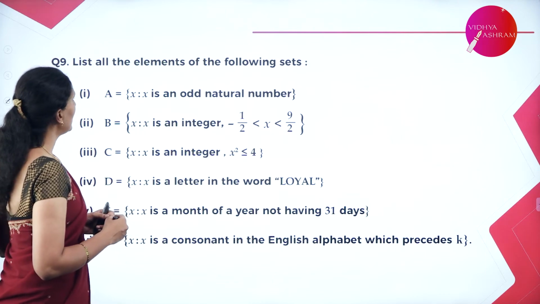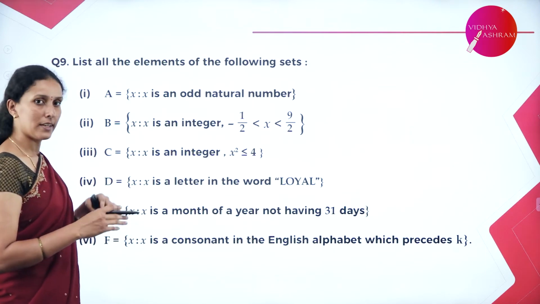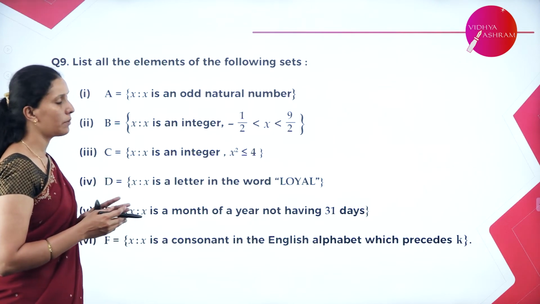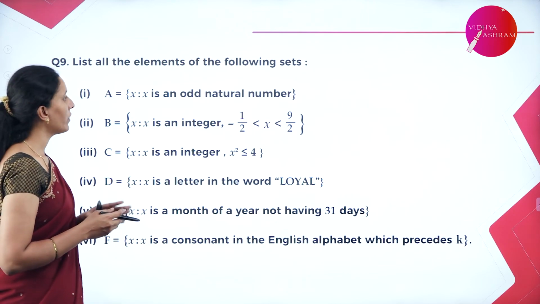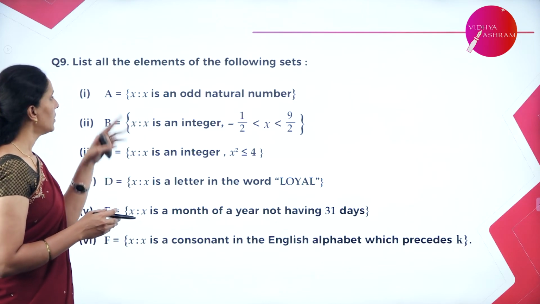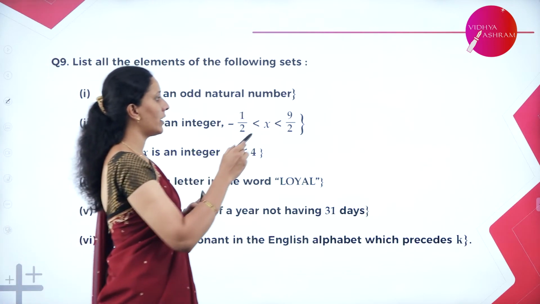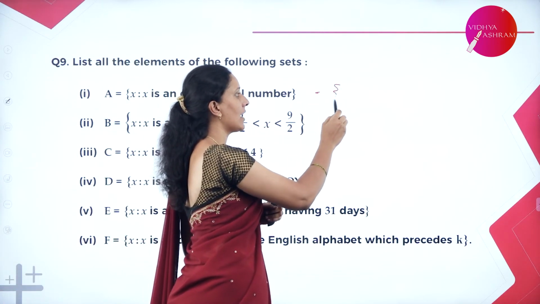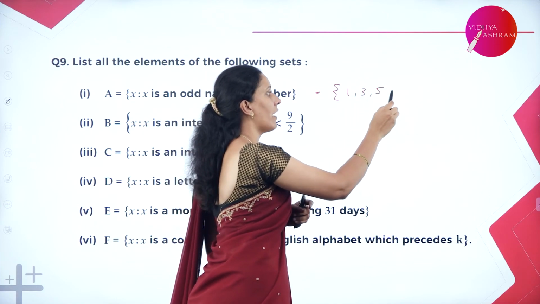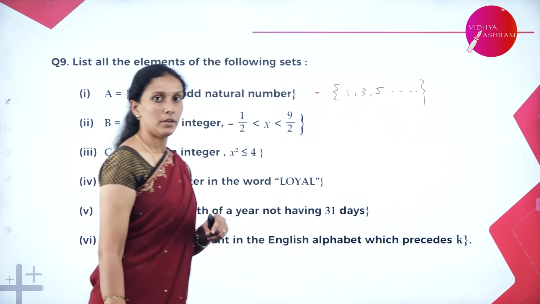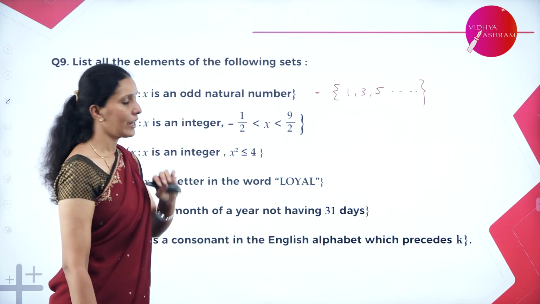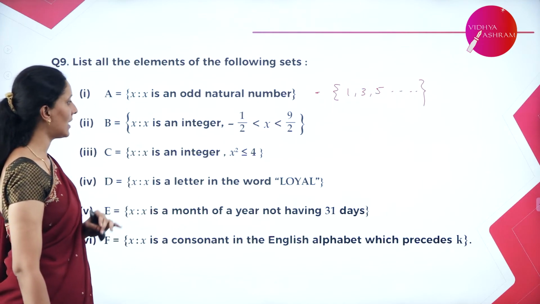Next we have: list all the elements of the following sets. So again they have given the description in the form of set builder. Now we need to write the elements. So A is x such that x is an odd natural number. When I say odd natural number, clearly we can write this set as 1, 3, 5, etc. Because odd numbers are infinite, that's why we can end the set like this.